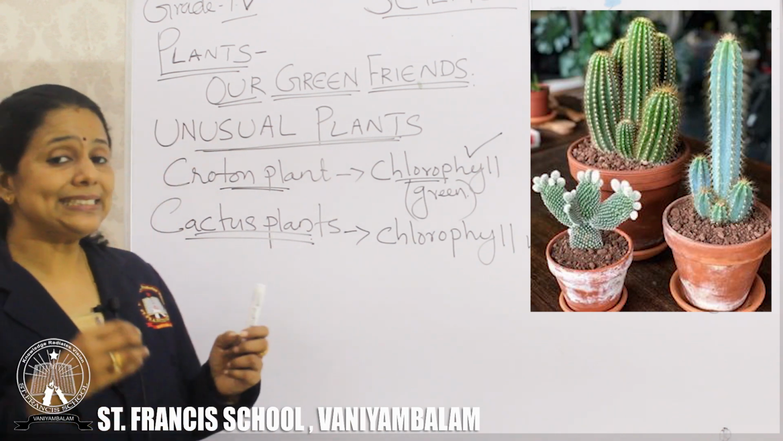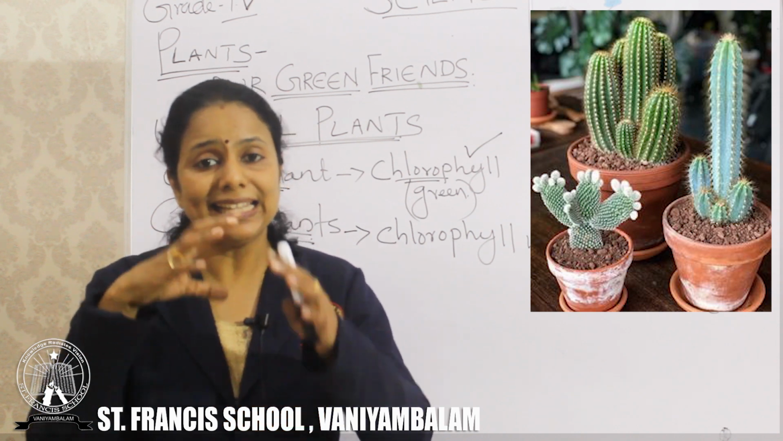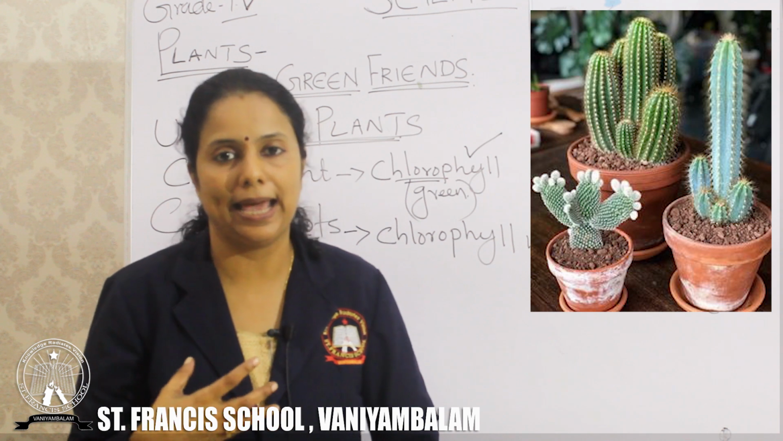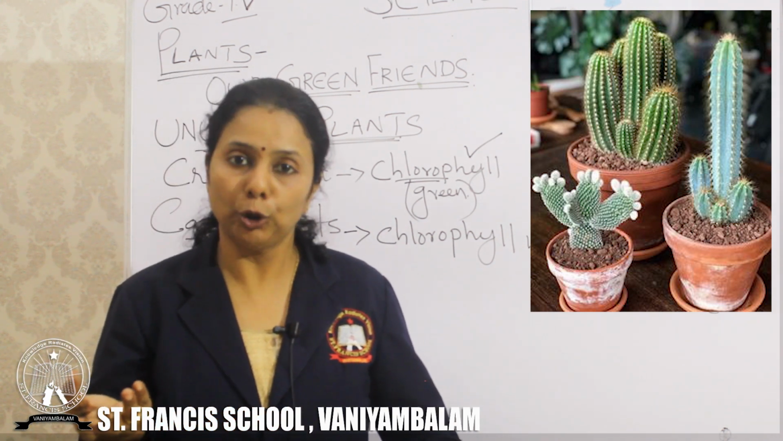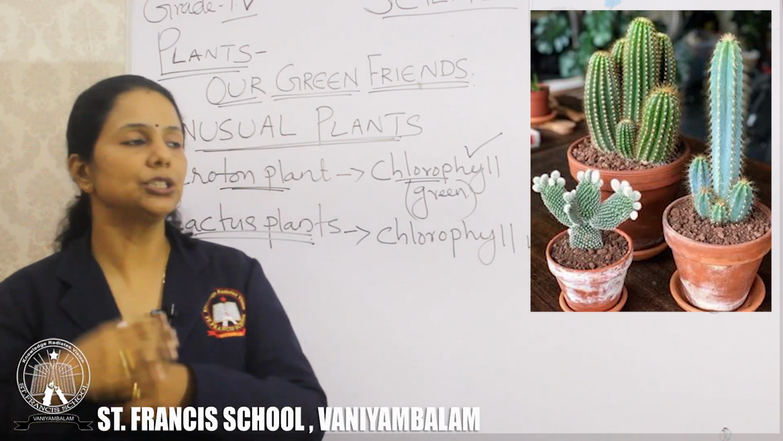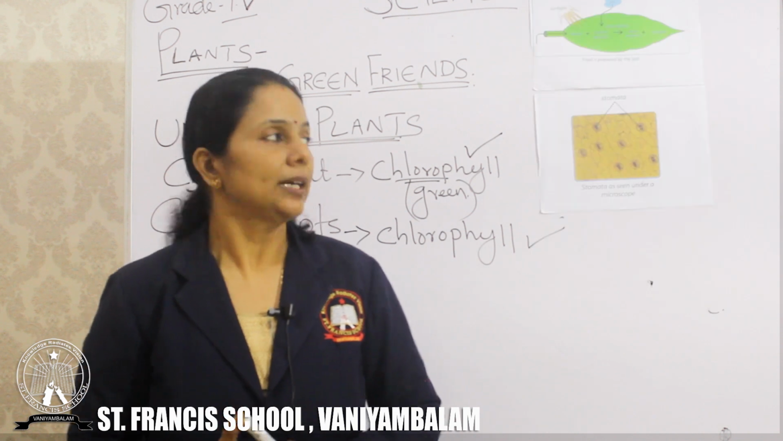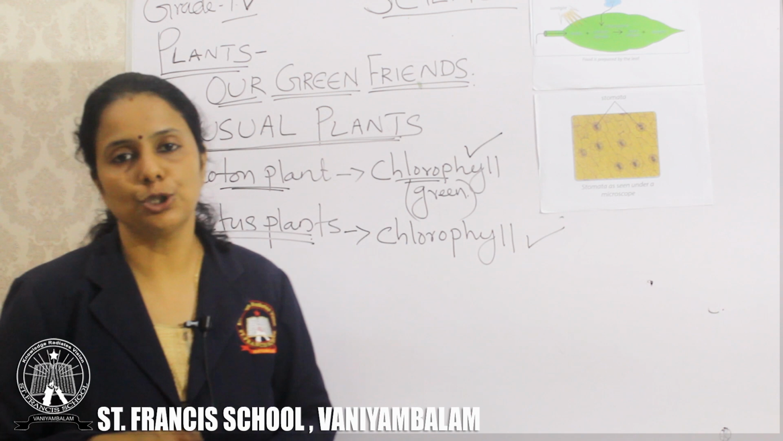So in cactus plants, the leaves are reduced or modified into spines, and the green structure we can see is actually the stem of the plant. Here the stem performs photosynthesis because the stem contains chlorophyll. That is the next type of plant in unusual plants.